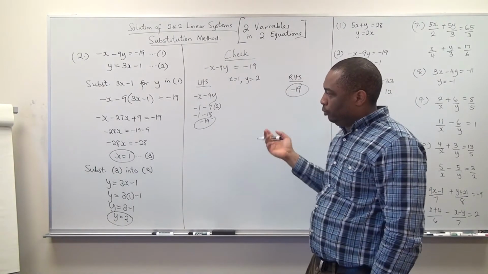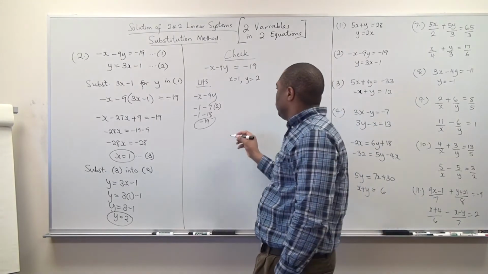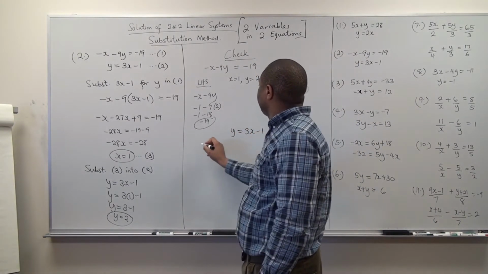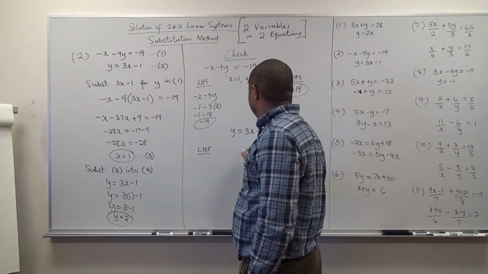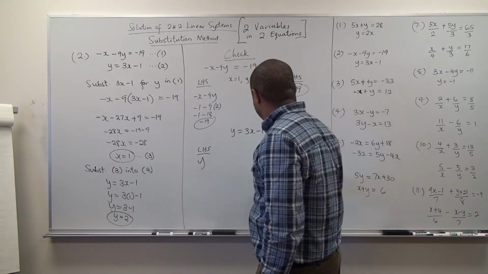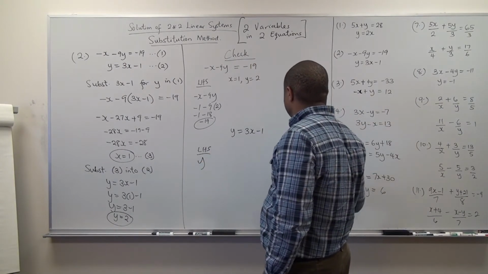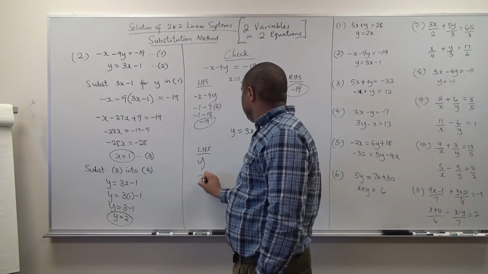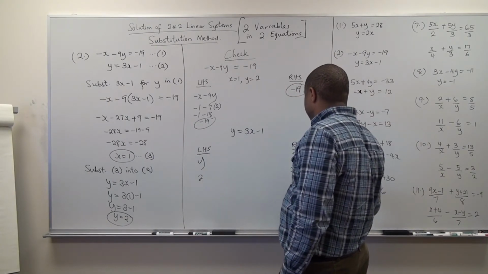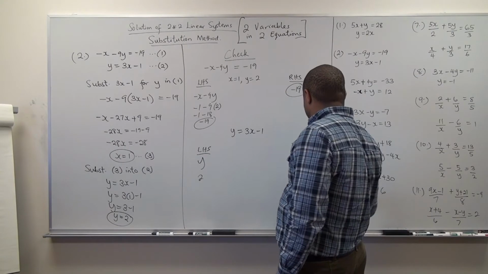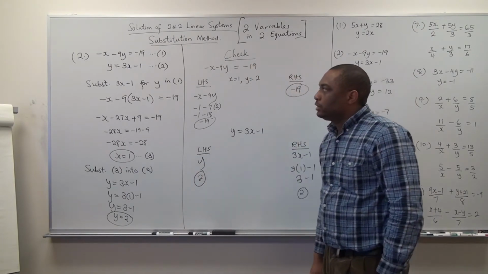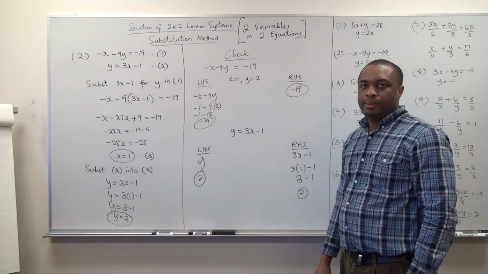We check for the second equation as well. Y is equal to 3x minus 1. Left hand side, right hand side. Here is y. Here is 3x minus 1. Y is 2. Here is 3 times 1 minus 1, which gives you 2. 2 and 2. That brings us to the end of question 2.